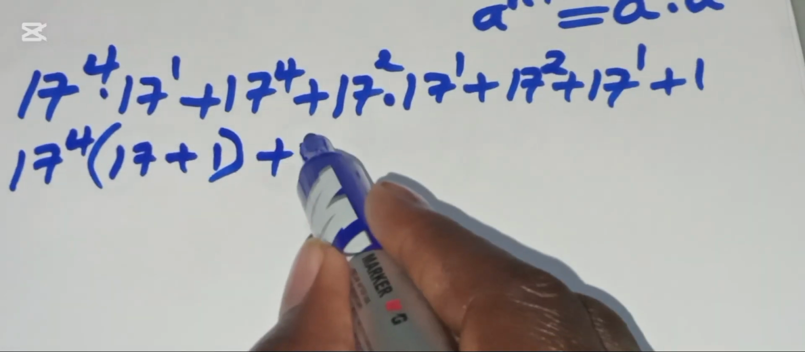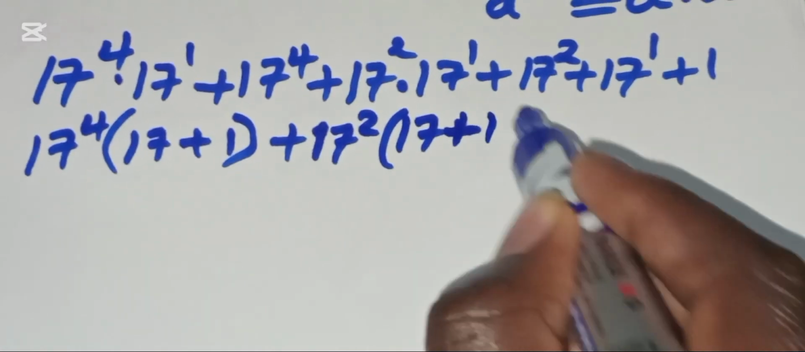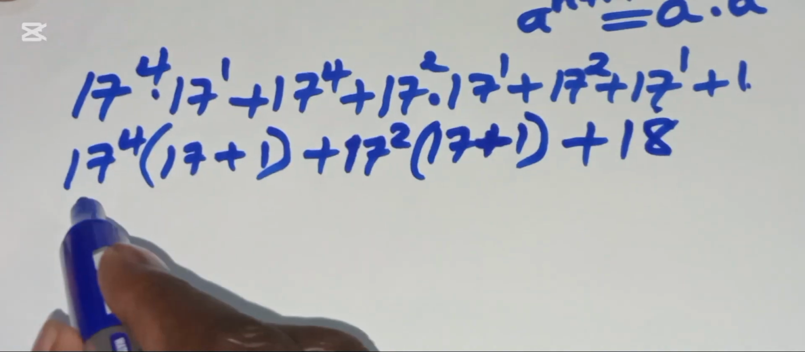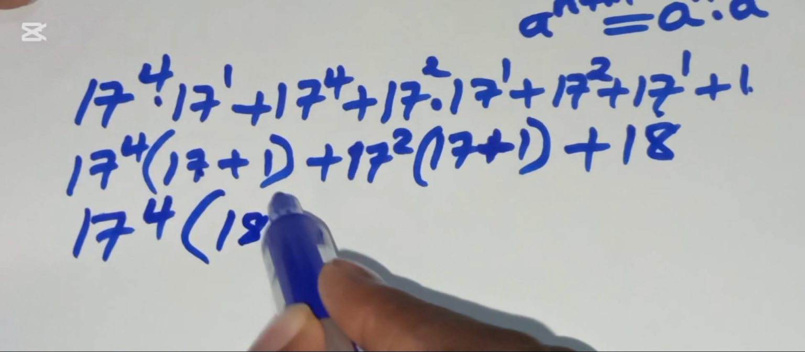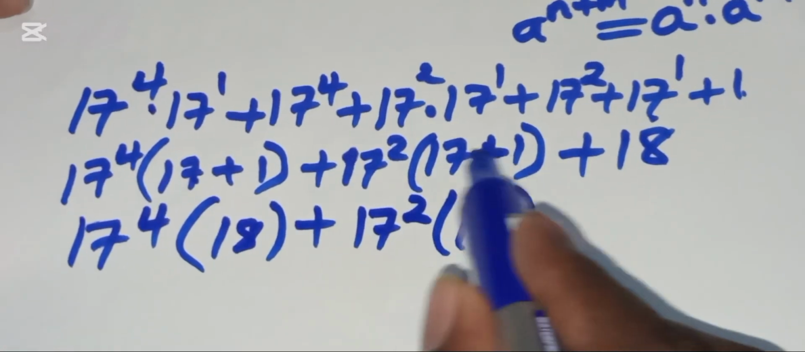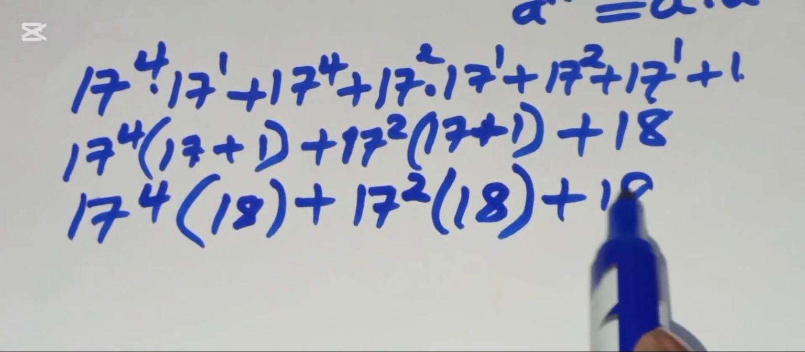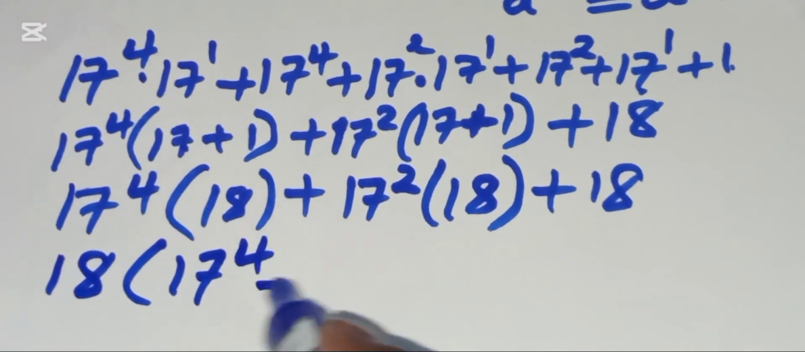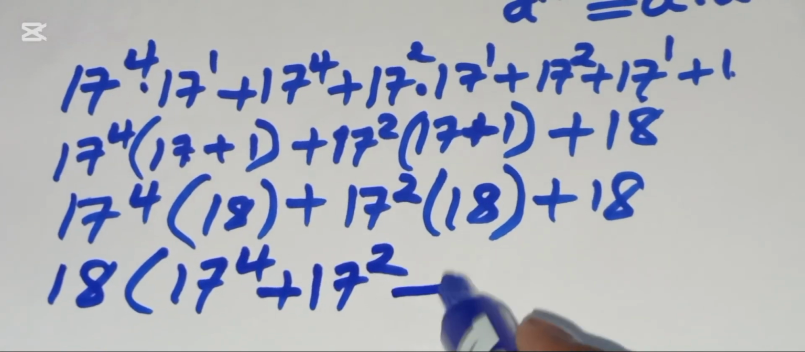You can see 17 raised to the power 2 is common. We factor out that so that we'll have 17 plus 1 plus, this is 17 plus 1, which is 18. Okay. Now this is 17 raised to the power 4 into the bracket 17 plus 1, this is 18, plus 17 squared into the bracket, this is 17 plus 1 is 18, plus 18. Okay. Now from what we have here, let's factor out 18. We'll have 18. Now this becomes 17 raised to the power 4 plus, now we have 17 raised to the power 2. Okay. Plus 1.